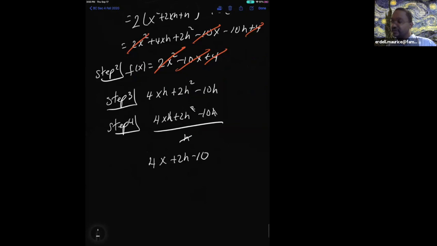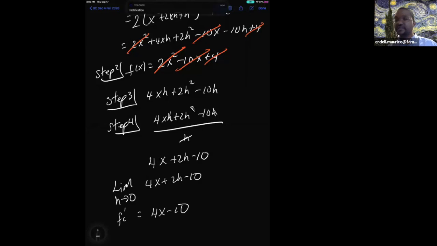Now that I have this right here, I can then go ahead and take my limit as h goes to 0 of the expression. By direct substitution, that leaves me 4x minus 10, and that is my derivative. Hard work and sacrifice. Any questions there?